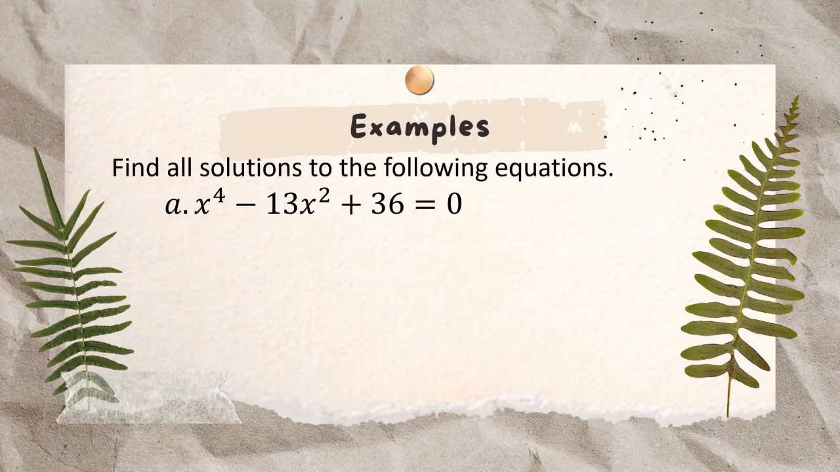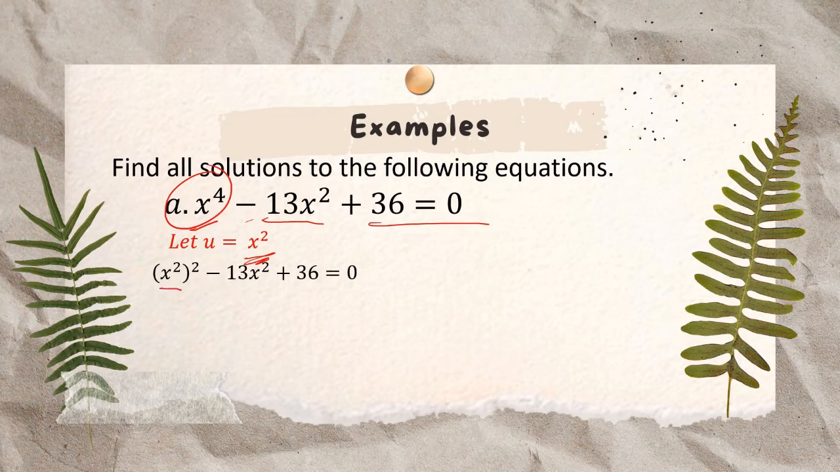We have here example 1. Find all solutions to the following equation. We have here x to the fourth minus 13x squared plus 36 is equal to 0. What will be the value of u here? We're going to let u equals x squared, since this x to the fourth can be written as the quantity of x squared raised to 2, minus 13x squared plus 36 is equal to 0. So yan po.